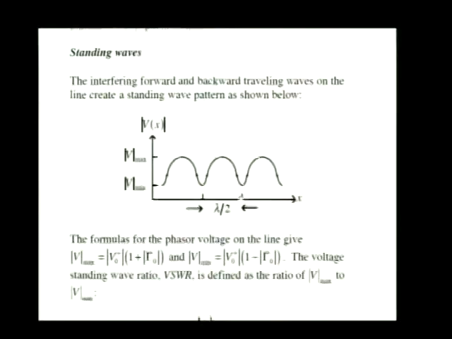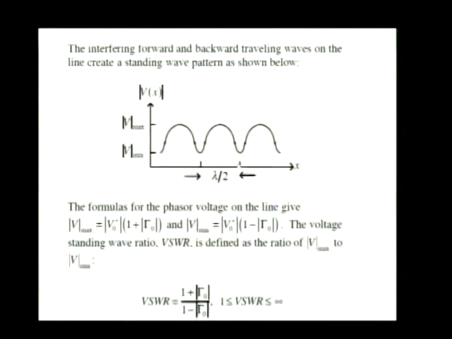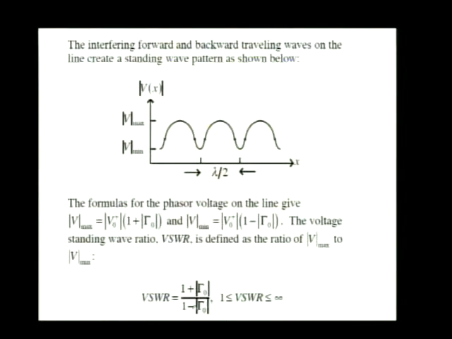Then, an often done thing is to define a standing wave ratio. A standing wave ratio is defined as Vmax over Vmin. And you can show that the standing wave ratio is related to the load reflection coefficient in this way. This standing wave ratio is a useful quantity. It tells you basically how much of a standing wave pattern you have on the transmission line.